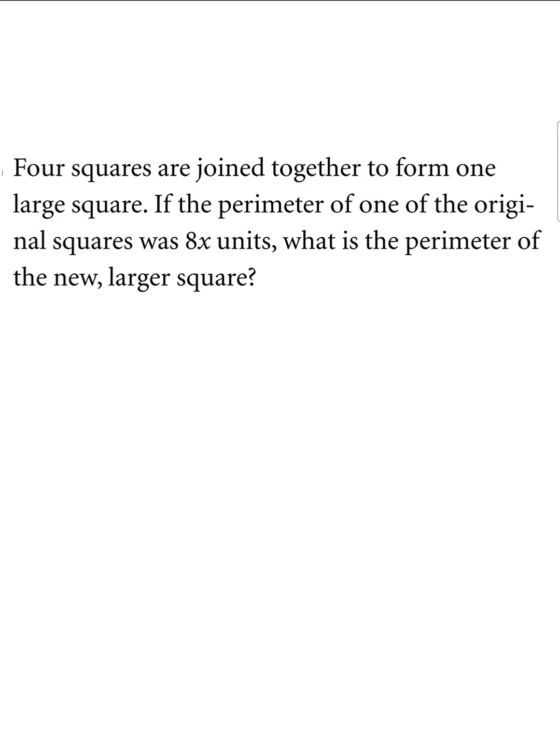Now let us solve this interesting question. It reads that four squares are joined together to form one large square. If the perimeter of the original squares are 8x units, what is the perimeter of the new larger one?